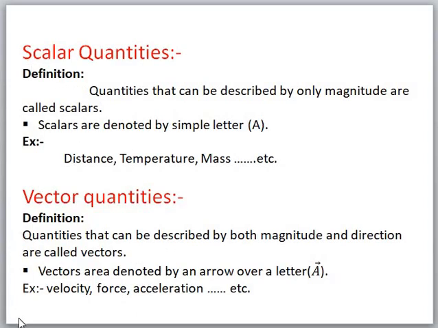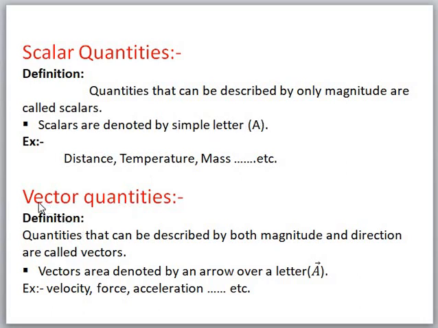Now let's start. First of all, we learn about the scalar quantity. Definition: the quantity that can be described by only magnitude is called a scalar quantity. For example, distance is a scalar quantity, temperature is a scalar quantity, and mass is a scalar quantity. To remember, we can denote it by the simple letter A.